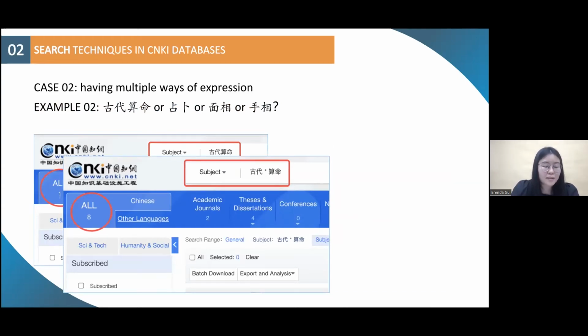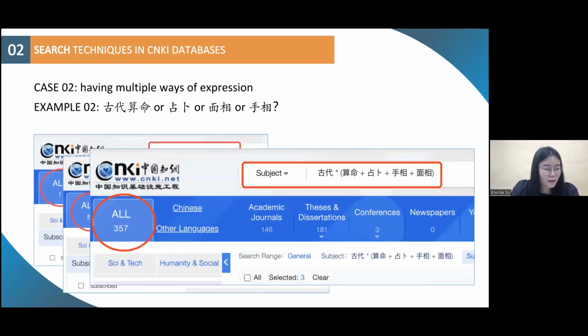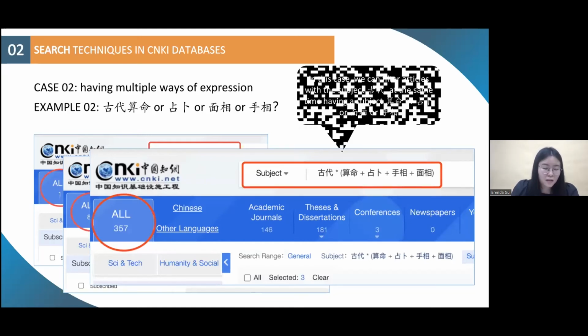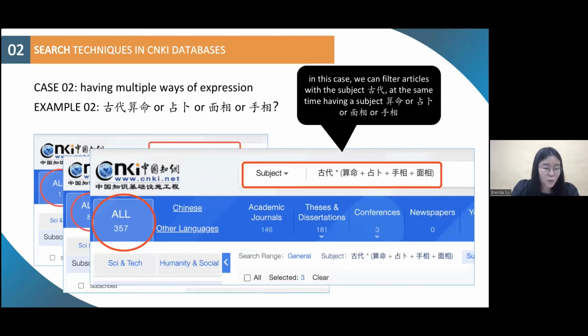So here I input such a formula. Then what I get in the results are articles with the subject 古代 and at the same time having a subject 算命 or 占卜 or 面相 or 手相. In all these search formulas, we have to make sure that there is a space between our words and symbols.